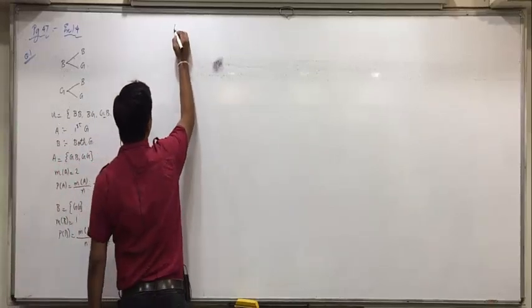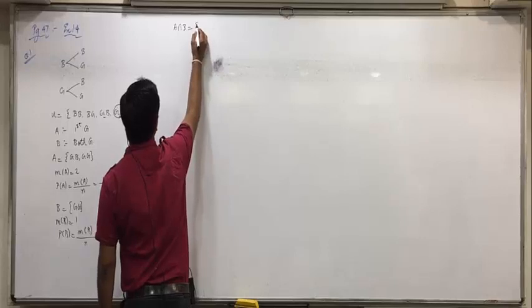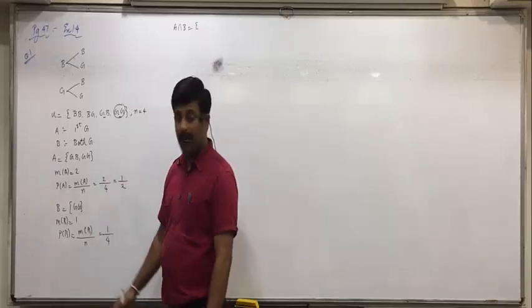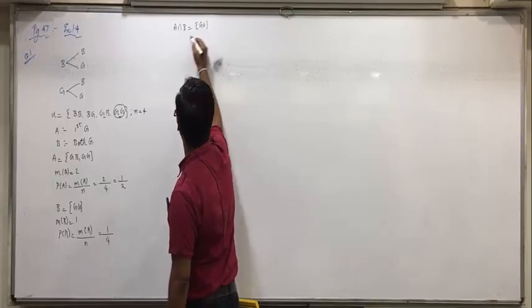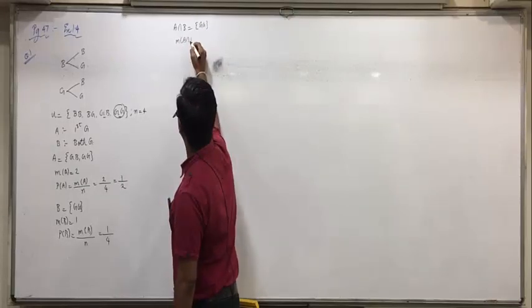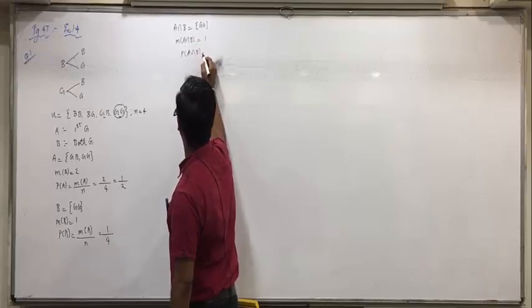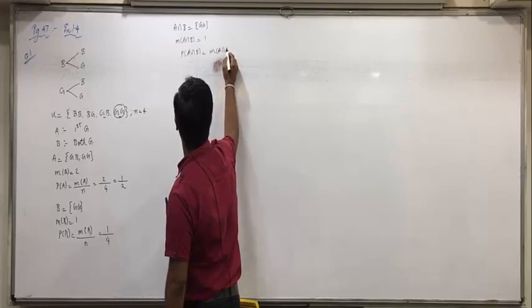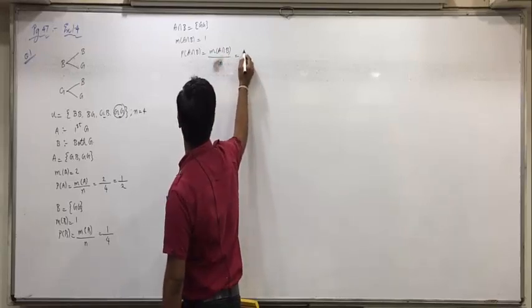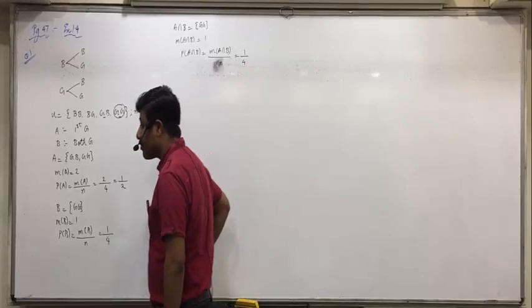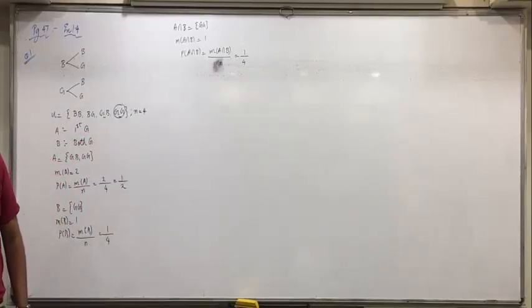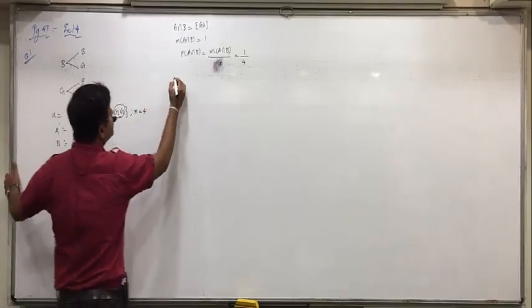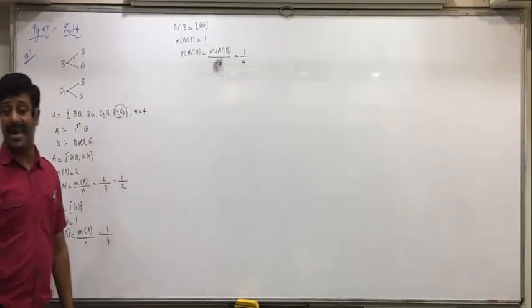And we need what else? A intersection B. Is entire B common or not? GG is common in both. So A intersection B is also GG. n(A intersection B) will be 1. P(A intersection B) will be n(A intersection B) upon N, that is 1 by 4. Any confusions? Okay.